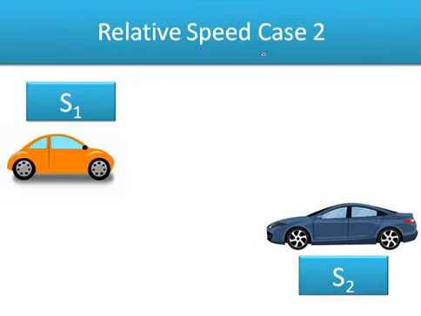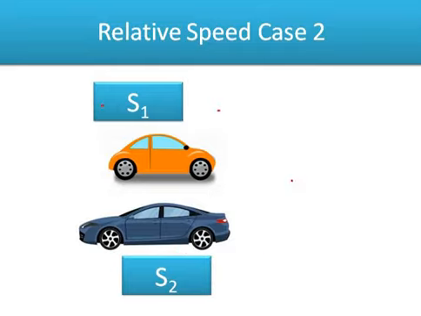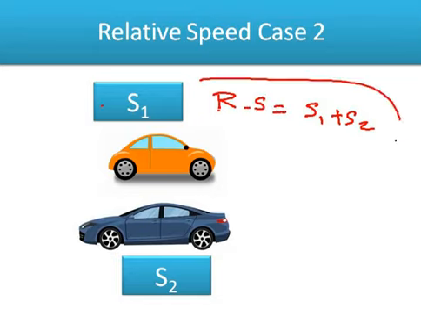Now let's move on to case 2, where two objects are moving at the same time towards the opposite direction. Let's assume the speeds as S1 and S2. So when these objects are in motion, how to calculate the relative speed? Very simple, we just add their individual speeds. So whenever the objects are in motion and moving towards the opposite direction, the relative speed is calculated by adding their speeds.